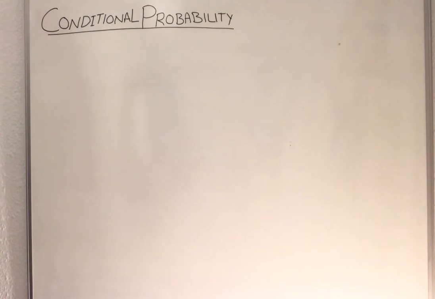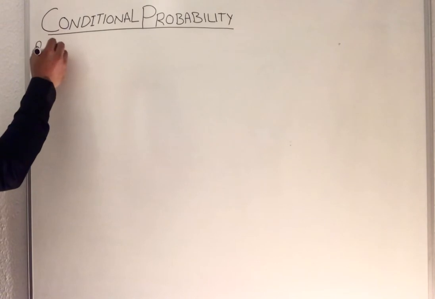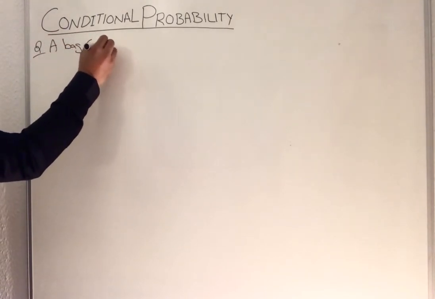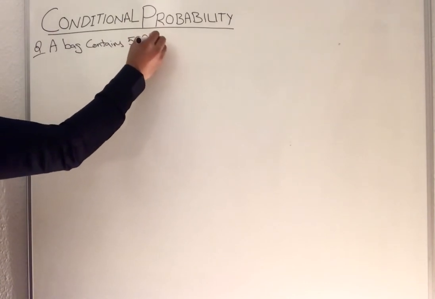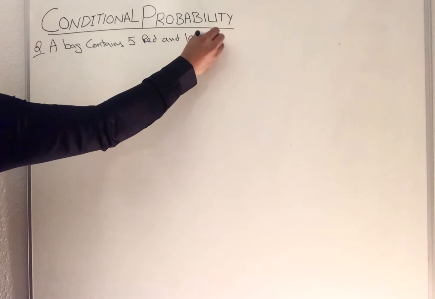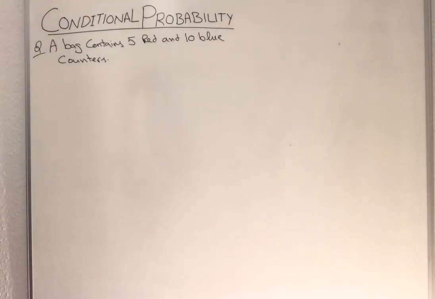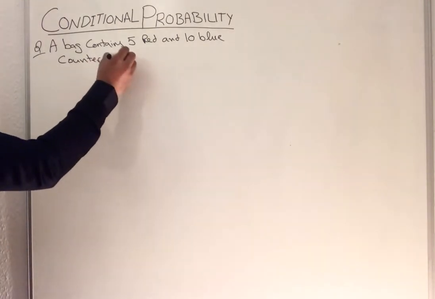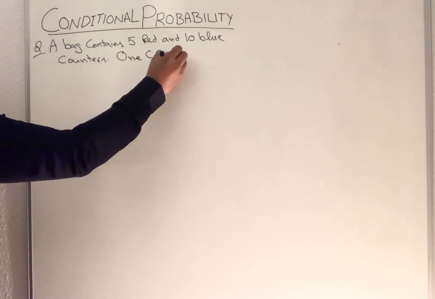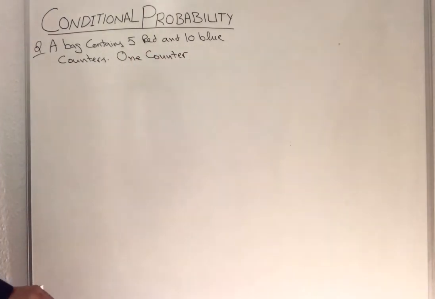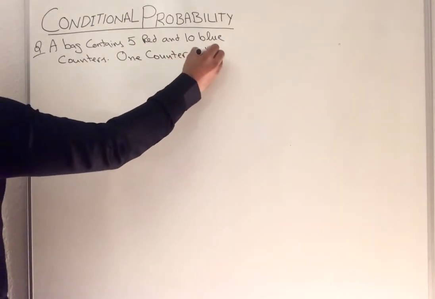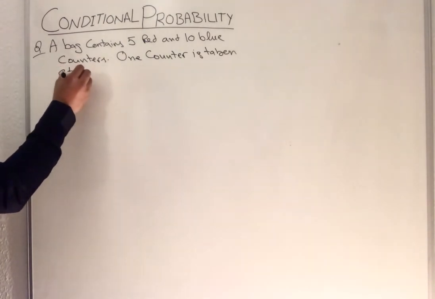The question says that a bag contains 5 red counters and 10 blue counters. 5 red and 10 blue counters. One counter is taken out at random.